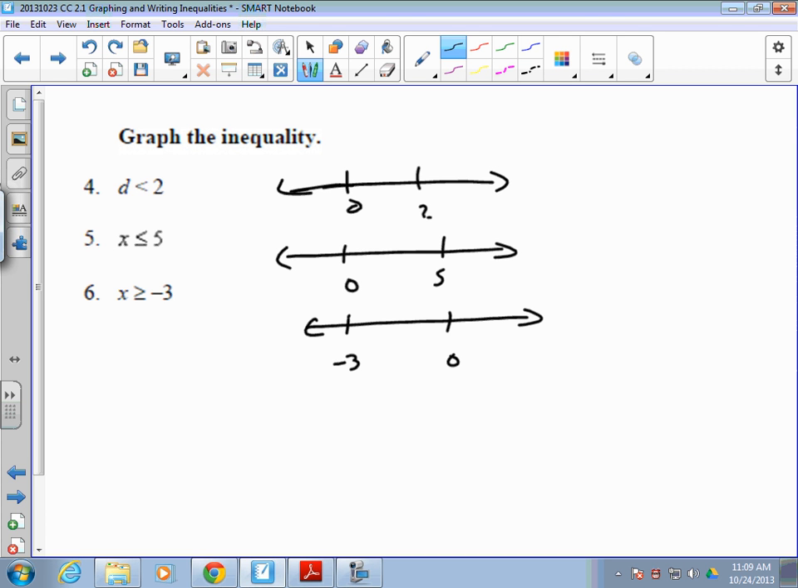Notice the difference between 6 compared to 4 and 5. It's a negative, so it's on the left side of 0. So D is less than 2. Open bubble. Less than is everything this way. X is less than or equal to 5. Less than or equal to, colored in bubble. Less than, I went the wrong way. Colored in bubble. Less than points this direction. Remember, it goes the same way that it points.